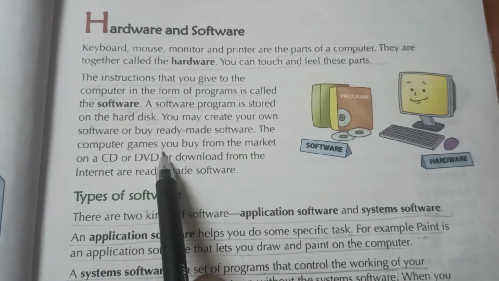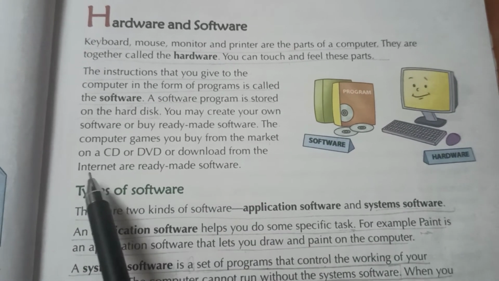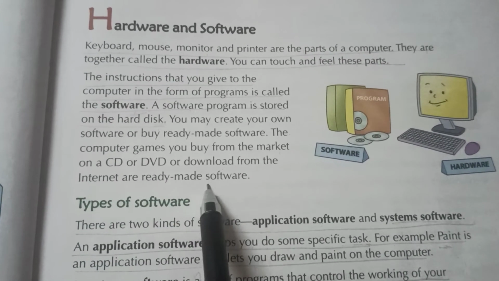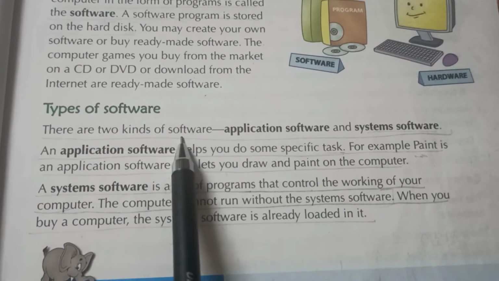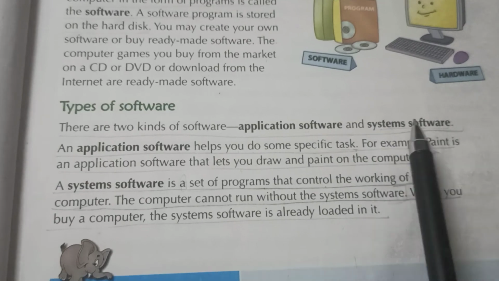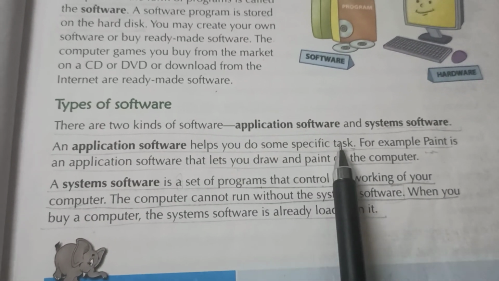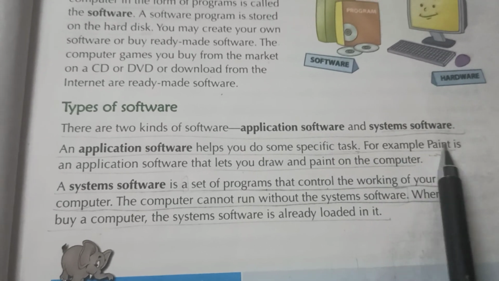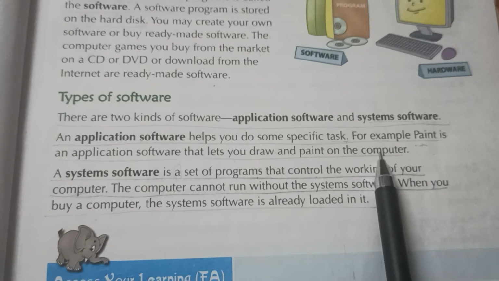The computer games you buy from the market on a CD or DVD or download from the internet are ready-made software. Types of software. There are two kinds of software, application software and system software. An application software helps you to do some specific task. For example, Paint is an application software that lets you draw and print on the computer.